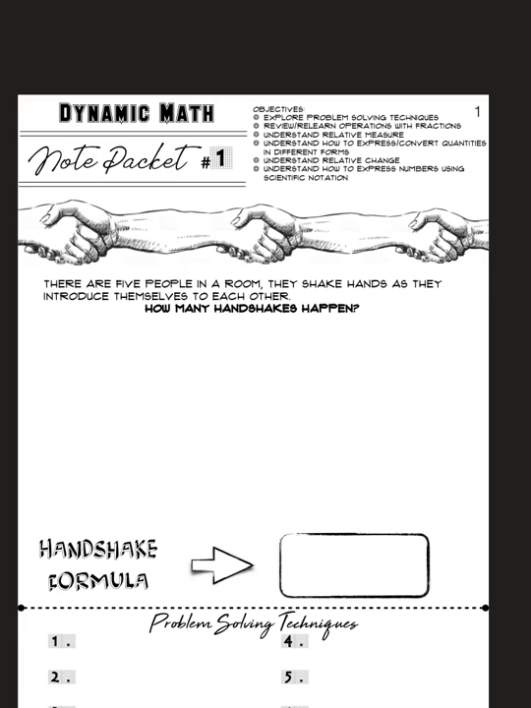You can see that the way these are going to be set up is all of your objectives will be in the corner. And I have all of your pages numbered.